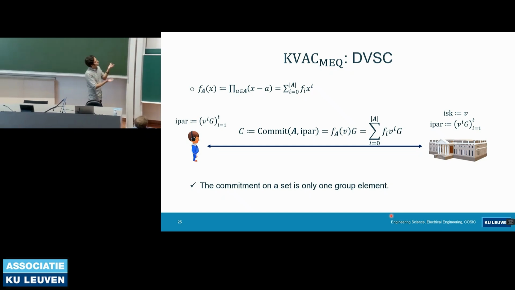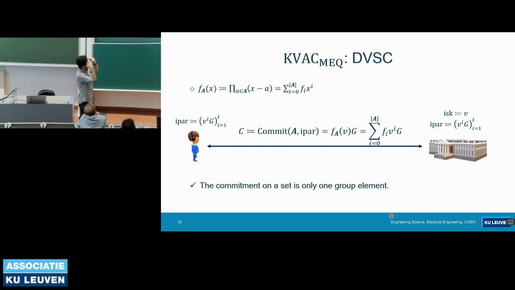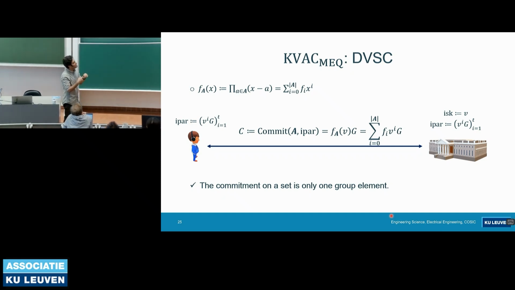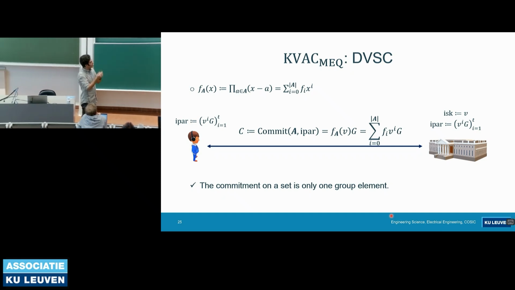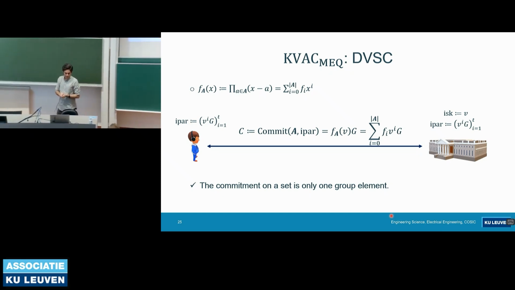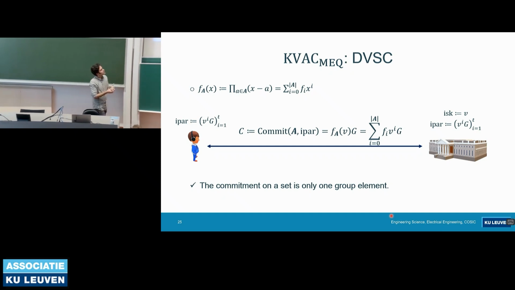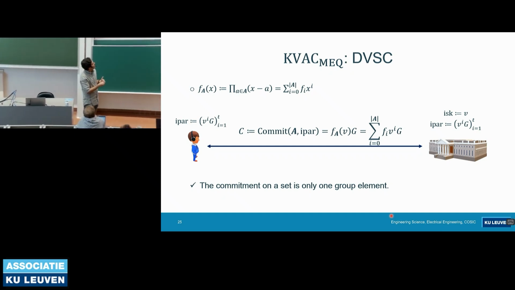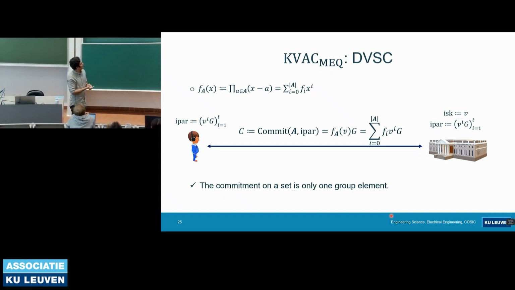Imagine now that we have the user on the left side and the issuer on the right side. The issuer has the secret key v, and he also has an i-pair, which is v^i G for i equals 1 to t, and t is the maximum number of attributes that a user can have. The commitment then would be f of v for set A multiplied by G, which is equal to the summation of all fi v^i G. This commitment can be computed by both sides.